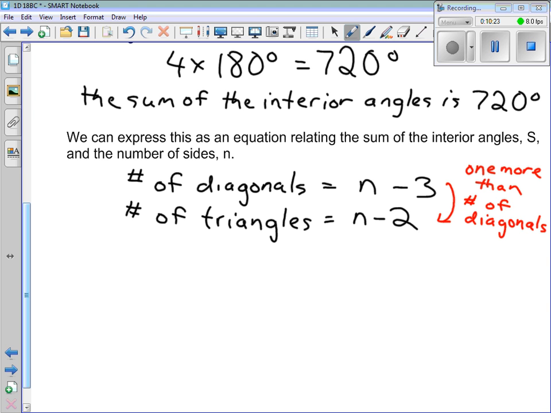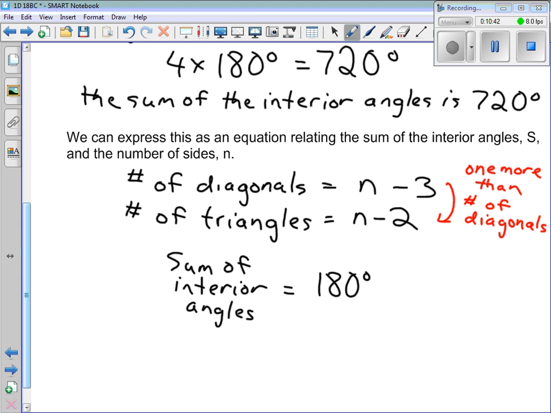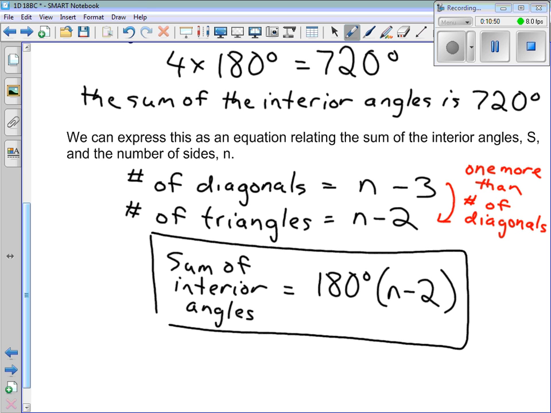Well, if each one of our triangles gives us 180, then the sum of the interior angles is going to be 180 degrees times the number of triangles, times n minus 2. So if we just take the number of sides, subtract 2, and multiply by 180, that'll tell us the sum of the interior angles of our shape, whatever our shape is. Make sense? Okay. This is one of the formulas that you're going to need to remember from this unit. So let's apply this to a couple of questions.